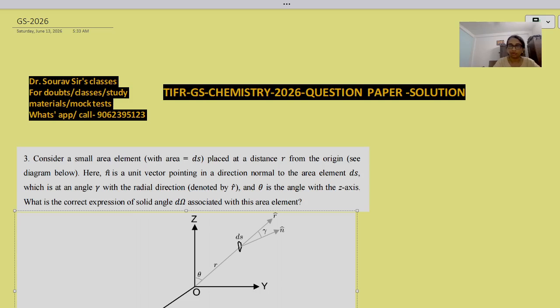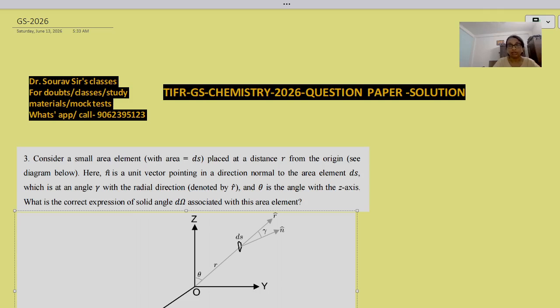Tata Institute of Fundamental Research in Chemistry. In the preparation of this examination, you can join this video series. In the previous videos, we have discussed the solution of some questions of the 2026 question paper. In this examination, questions are completely based on concept clarity and thinking ability.